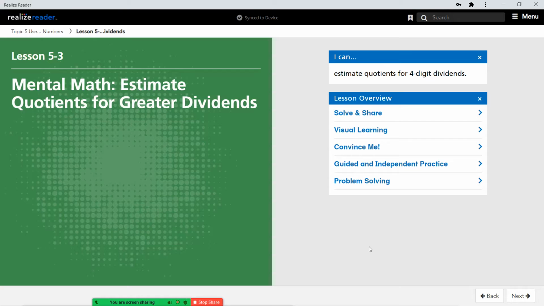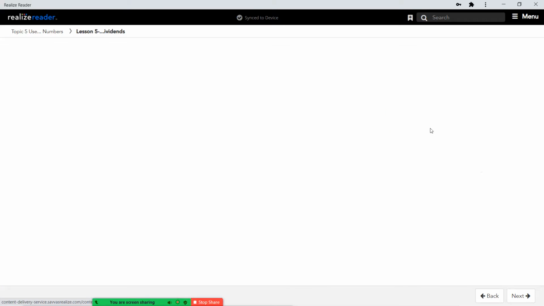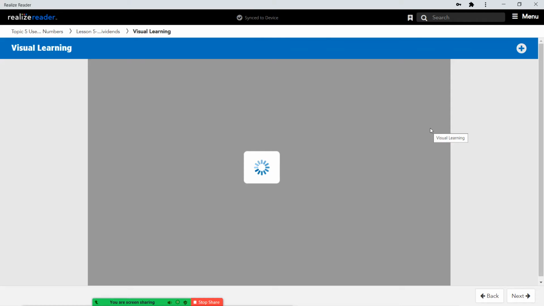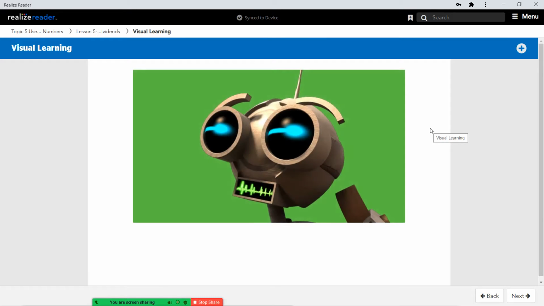In this lesson, we're going to work on estimating quotients for greater dividends. So we're going to be working with larger numbers, and we're going to be using the strategies that we've learned in previous lessons and chapters to help us estimate the quotient, or the answer, to those division problems. Let's go ahead and watch our short video lesson and then jump into our notes and our guided practice together.